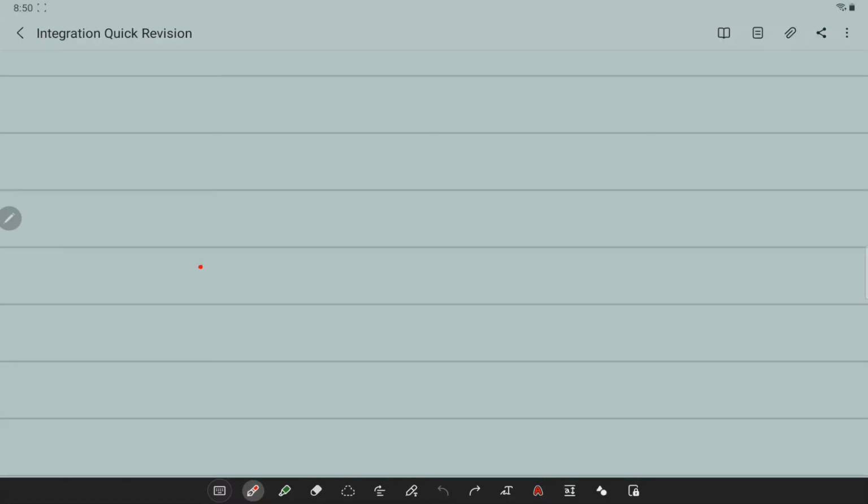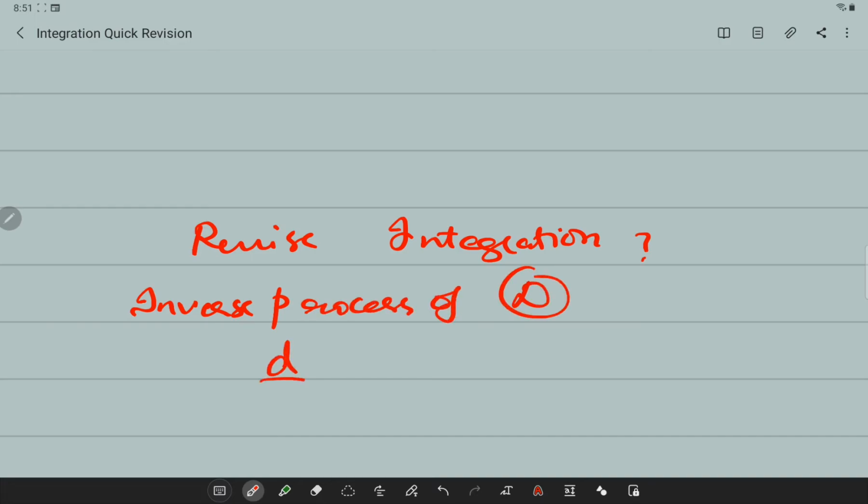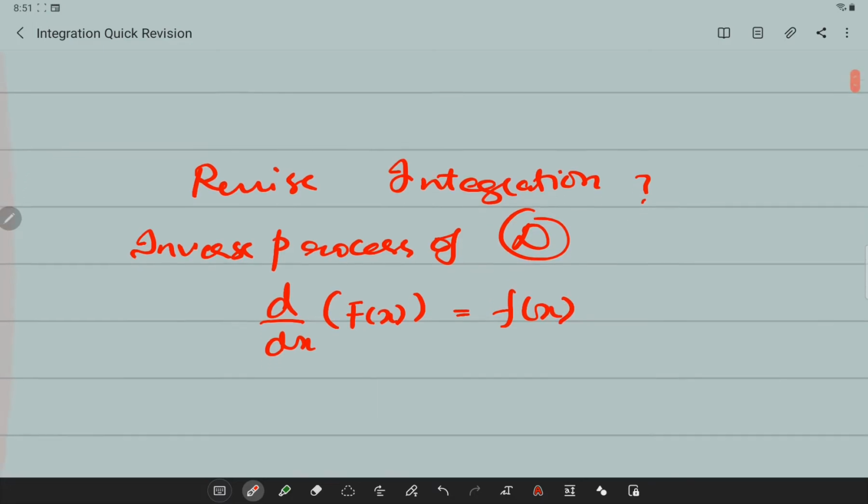Today let's revise the concepts related to integration and also the formulas which are important for the examination. Now what is integration? Integration is the inverse process of differentiation.